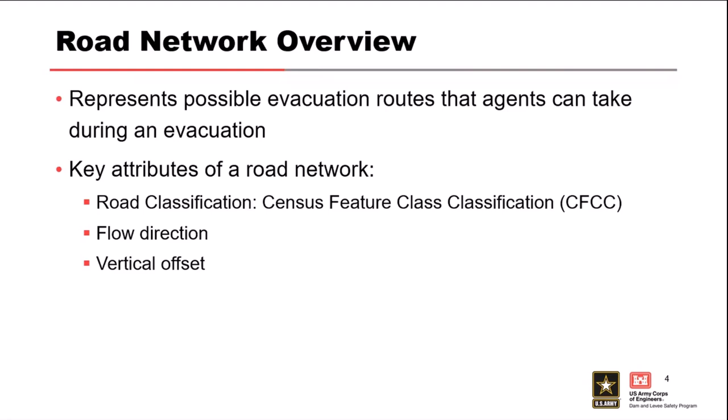I mentioned yesterday in the LifeSim overview that directionality is important for one-way roads. So the directionality of the road network is important. And then vertical offsets. Vertical offsets, which I'm going to talk about a little bit later in this presentation, represent situations where you have a bridge with water flowing under the bridge, but the sample depths and velocities at that bridge would actually show the depths under the bridge. So it's a way to fix that issue.